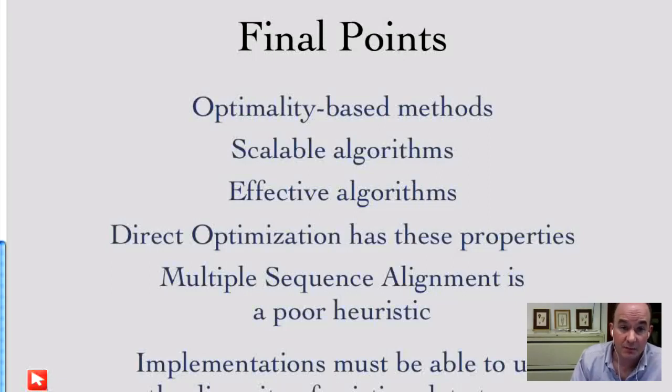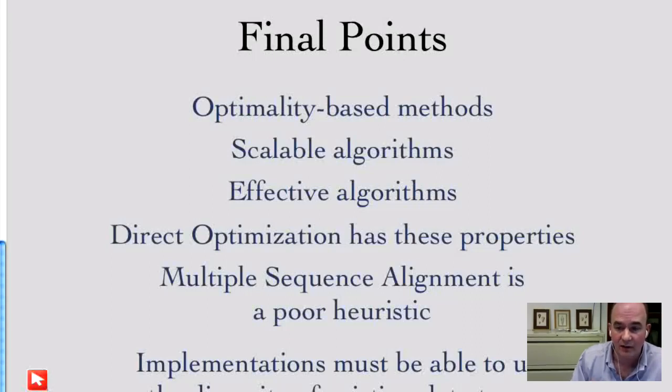The algorithms must be scalable in terms of data size, in terms of length of sequences, but also in terms of numbers of taxa. So we have large data sets out there and they're only getting bigger. We need effective algorithms that will allow us to look at a broad variety of information. Direct optimization has a lot of these properties. I would argue that multiple sequence alignment is not a very good heuristic. When we talk about effective algorithms, I mean, how good is the quality of the solution?